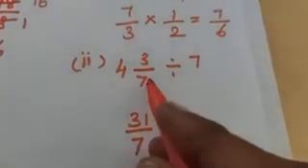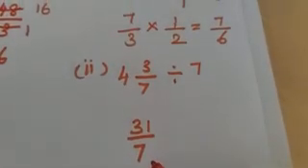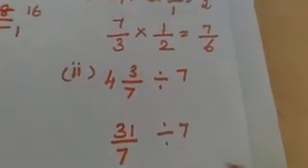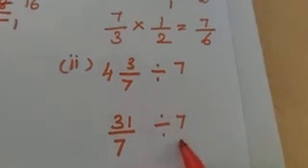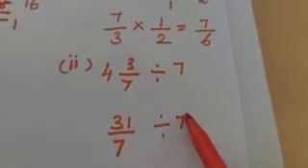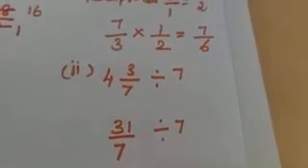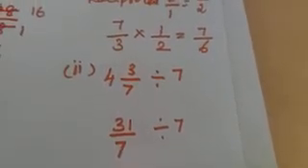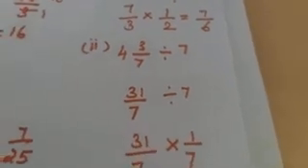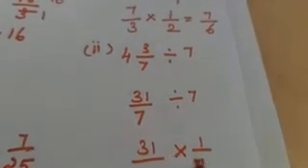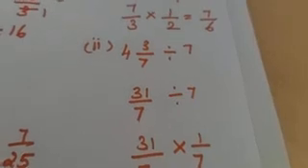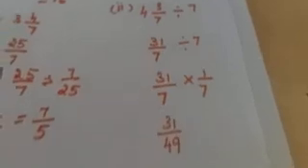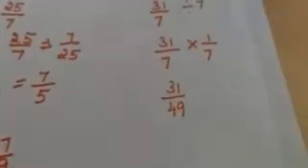Now we converted the mixed fraction to improper. And after that it is divided by 7. Divide by 7 means first you have to find the reciprocal of 7. So reciprocal of 7 is 1 by 7. So 31 by 7 and it is 1 by 7. Right? So 31 by 7 multiply by 1 by 7. 31 into 1 is 31. 7 into 7 is 49. So the answer is 31 by 49.